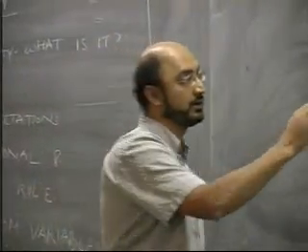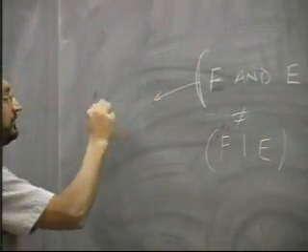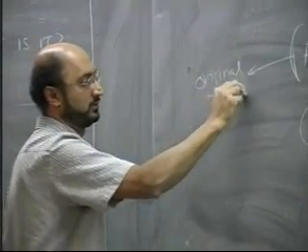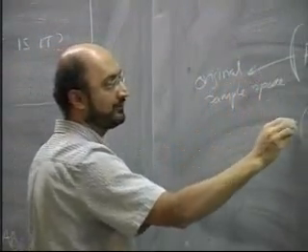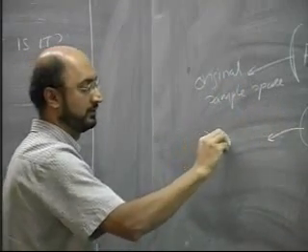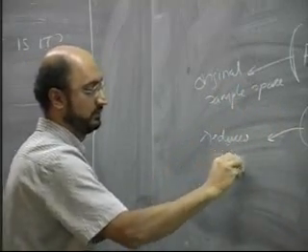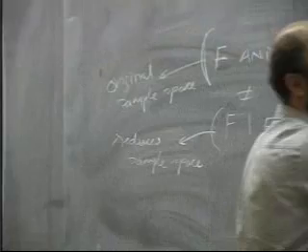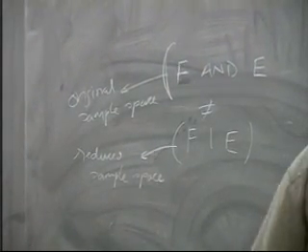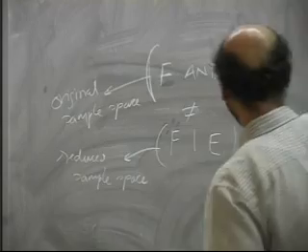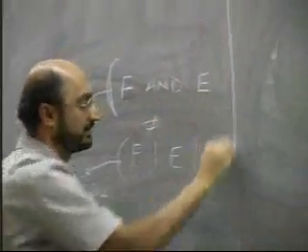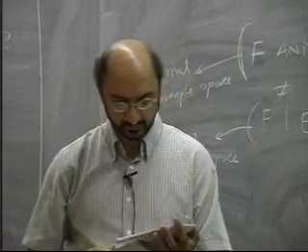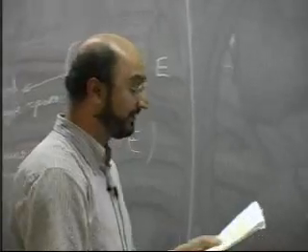Another way of putting it is that F and E is in the original sample space, whereas F given E is in a reduced sample space. The easiest way to explain this is through an example, so I'm going to go directly to an example that's in the lecture notes. I think when you see that, you will better understand the difference between these two things.